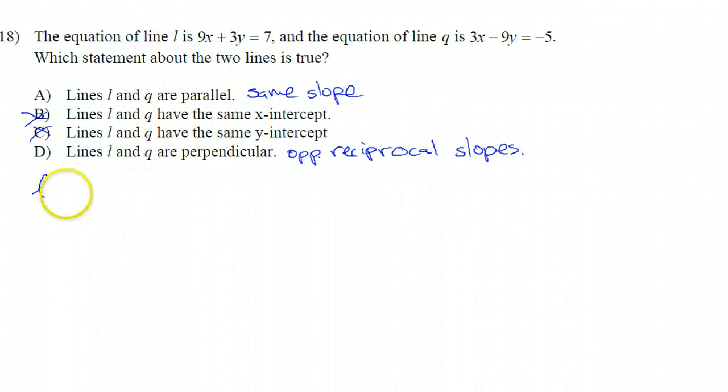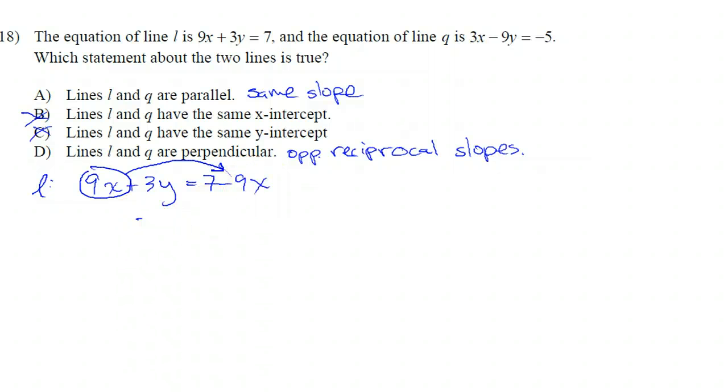So let's start with line L. I have 9x plus 3y is equal to 7. To put in slope-intercept form, we move it to the other side. And I have 3y is equal to negative 9x plus 7. And dividing by 3, remember the number in front of the x is going to be our slope, so I can ignore that part right now. I'll just divide by negative 3 here, and we get our slope is negative 3. So here's the slope for line L.